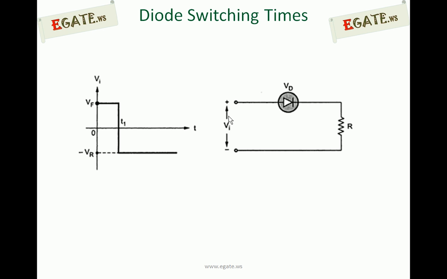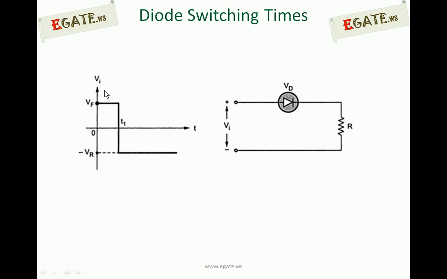Look at this diagram. Here the diode is given with an input signal. The input voltage is going to be suddenly changed at t is equal to t1. Before t1, diode input voltage is positive. After t1, input voltage is negative. So instantaneously at t is equal to t1, input voltage is changing from positive voltage to negative voltage.